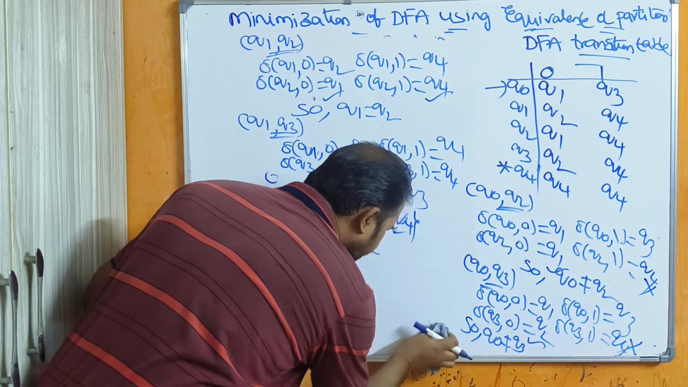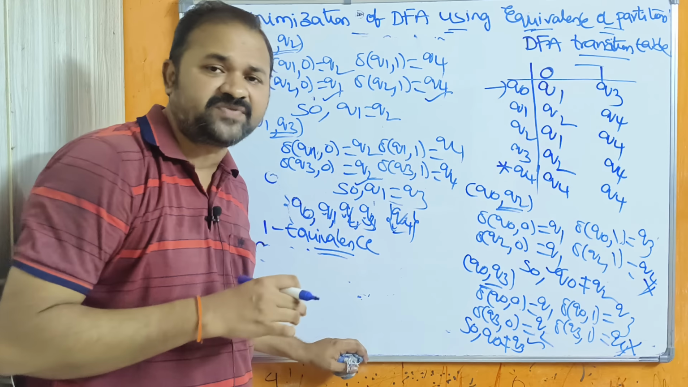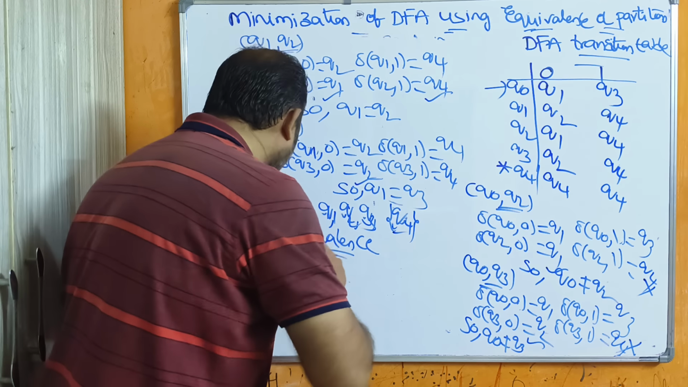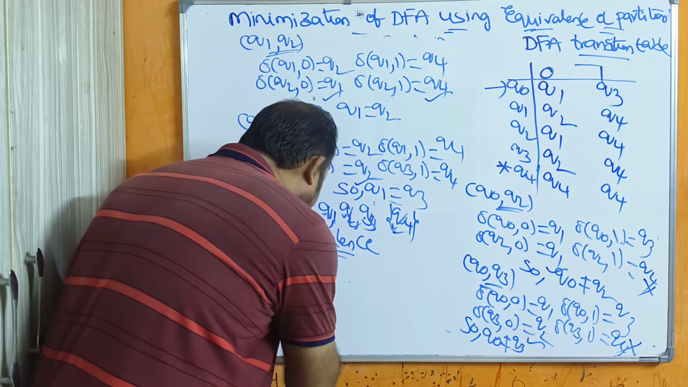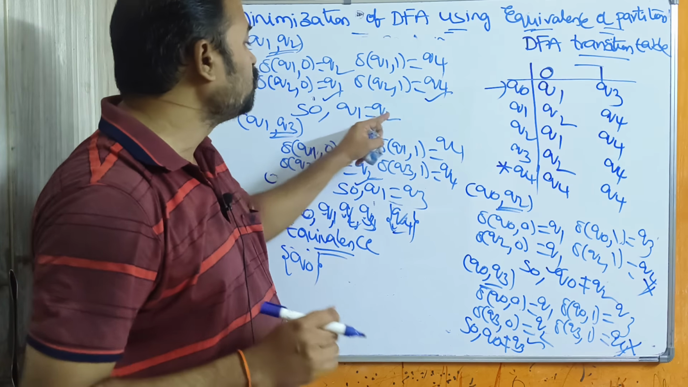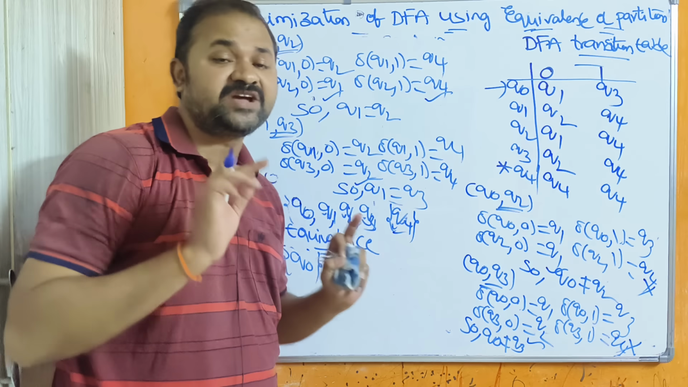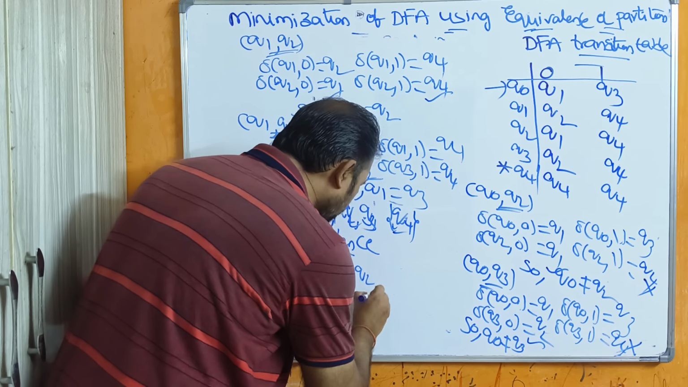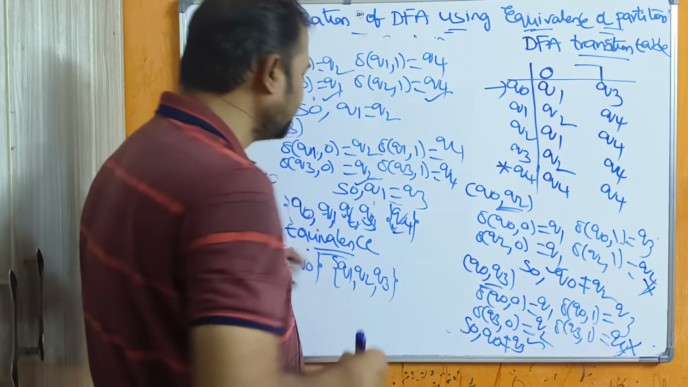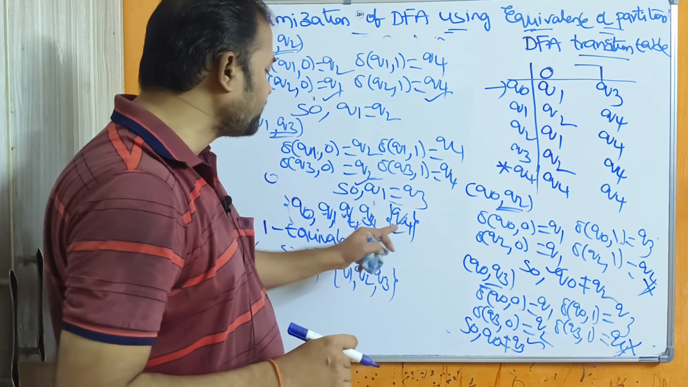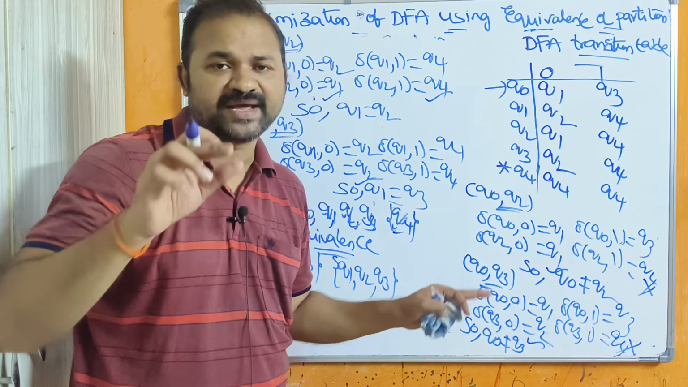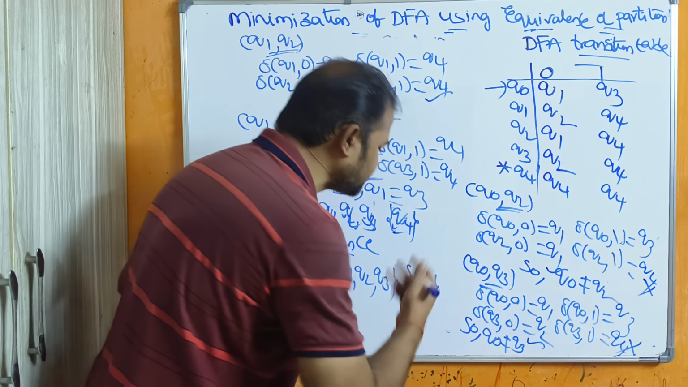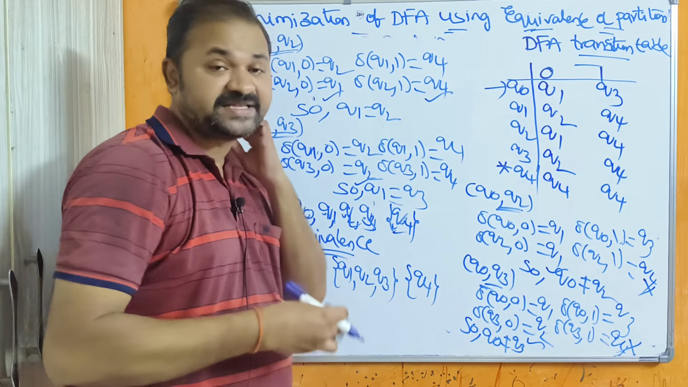What is the result of one equivalence? Here Q0 is not equal to Q1 and Q0 is not equal to Q2, so we have to write Q0 in a separate set. Whereas Q1 equals Q2, and Q1 equals Q3, so we need to place Q1, Q2 and Q3 in one set. And previously in zero equivalence we got Q4 as a separate set, so let us place Q4 as a separate set. So one equivalence is over.